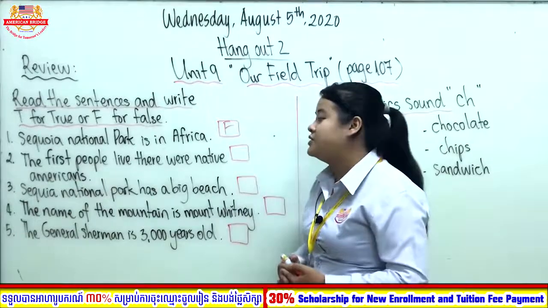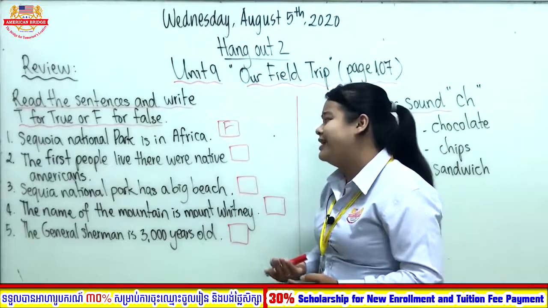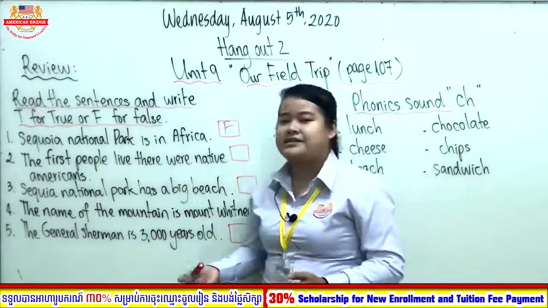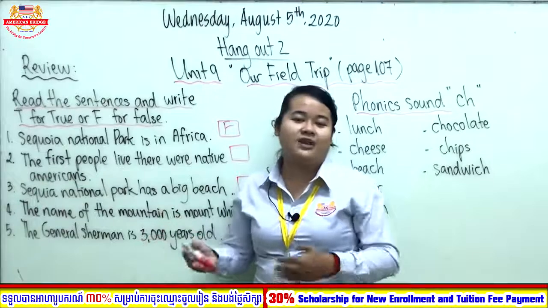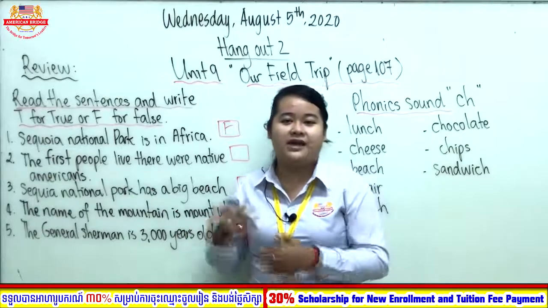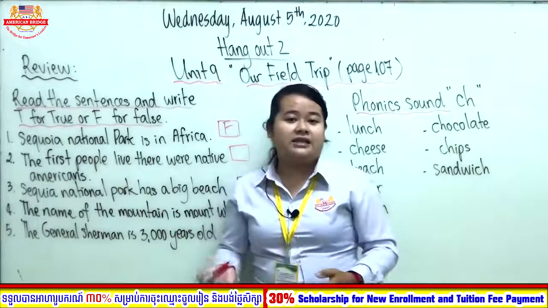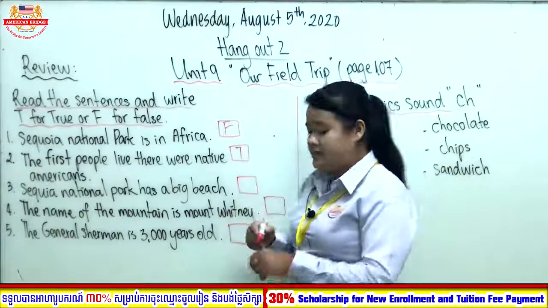Now let's move to number two: The first people who lived there were Native Americans. Is that one true or false? Great, that one is true. The people who lived there were Native Americans, so this one is true.